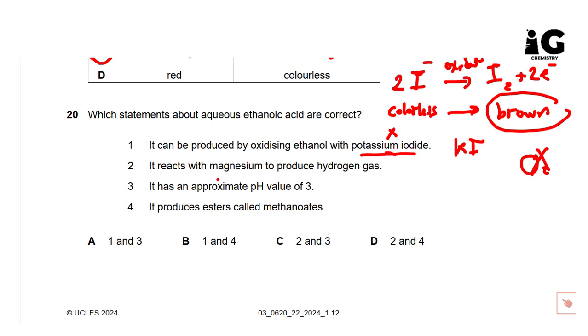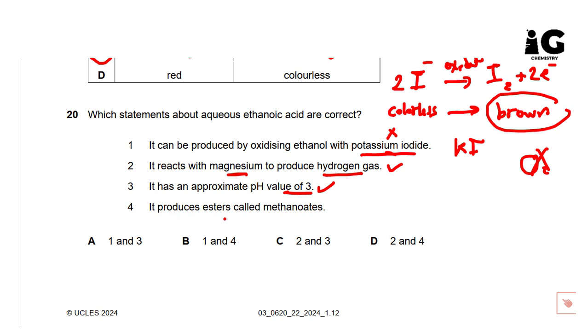Number 2, it reacts with magnesium to produce hydrogen gas. So actually this one is correct, because here you see, guys, magnesium can substitute hydrogen in ethanoic acid to produce hydrogen gas. So this one is correct. Number 3, it has an approximate pH value of 3. This one is also true, because ethanoic acid is an acid, so pH less than 7, and also it's not a strong acid, so it's not 1, it's not 2, so actually it's 3, it's okay.